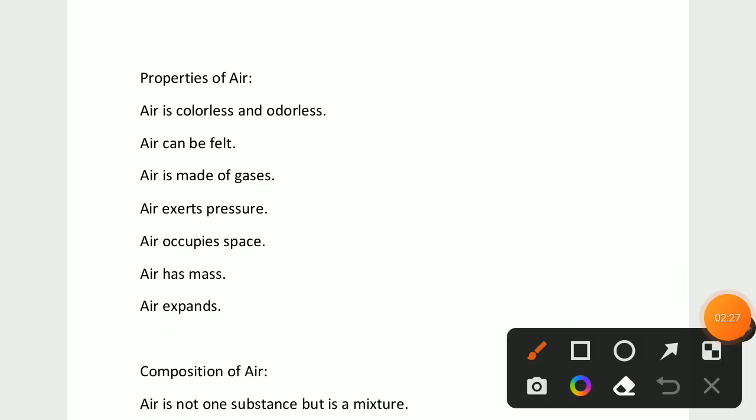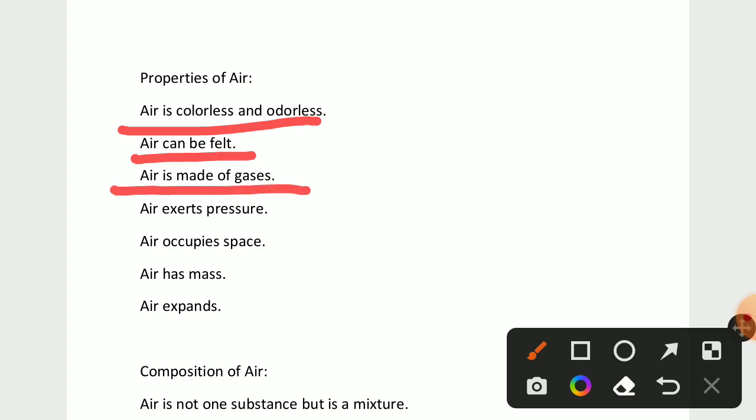Now let's see some properties of air. Properties of air are nothing but the qualities of the air. Air is colorless and odorless. Air doesn't have color, and odorless means it has no smell. We can't smell the air. We can't touch air, but apart from that, air can be felt. If the air is blowing, we can feel the air.